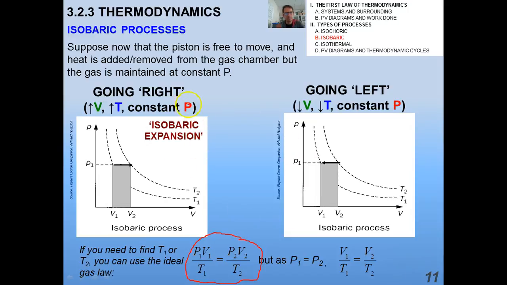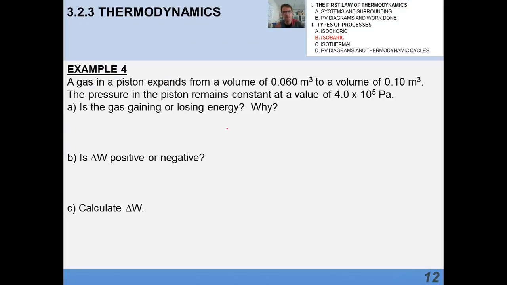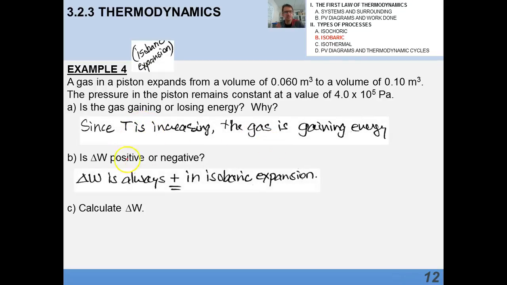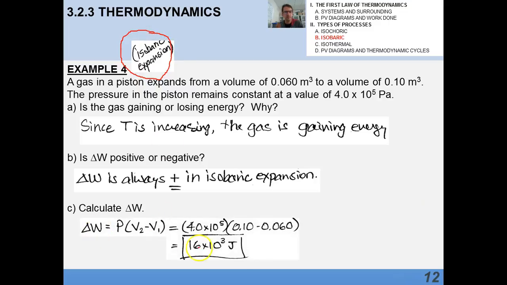Similar situation, right? So pretty simple stuff if you just remember isotherms and what's a higher temperature and what's a lower temperature. As an example, try this one. Is the gas gaining or losing energy? Since T is increasing, the gas is obviously gaining energy. Delta W is always positive in an isobaric expansion. So note immediately that I put that it's an isobaric expansion. Delta W is 16,000 joules, or 16 kilojoules in this case.